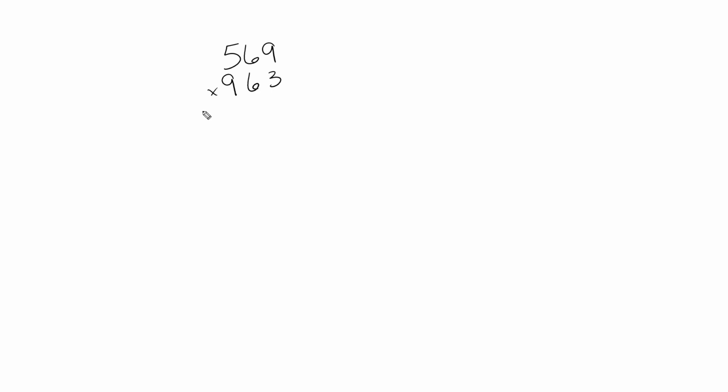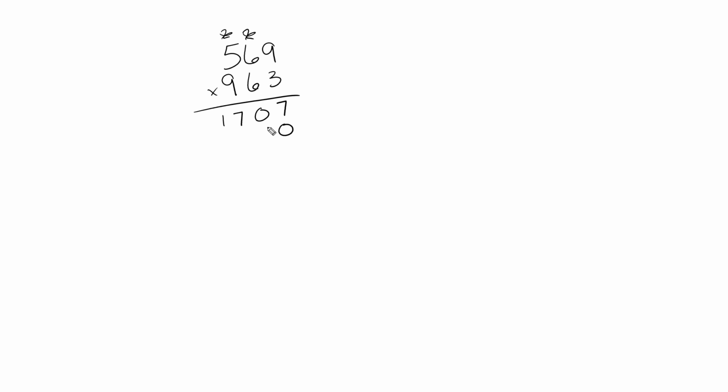569 times 963. 3 times 9 equals 27. Write the 7 and carry the 2. 3 times 6 equals 18, plus our carried 2 equals 20. Write the 0 and carry the 2. 3 times 5 equals 15, plus 2 equals 17. There's nowhere to carry 2, so we write 17 in the product row. Next is the tens place, so we know it will end in 0. Line up our place values carefully.